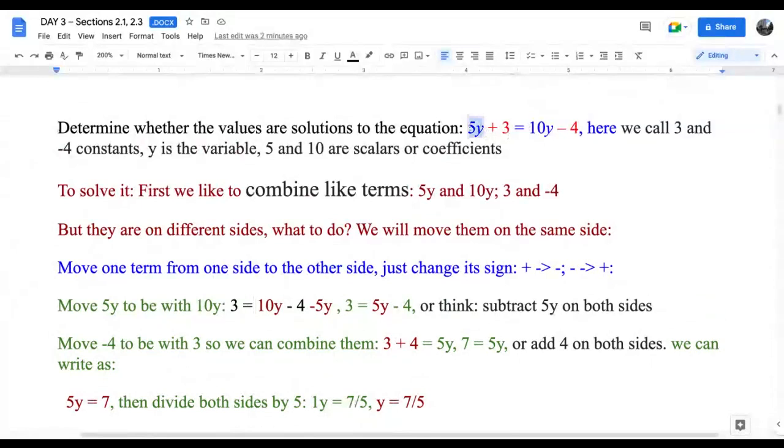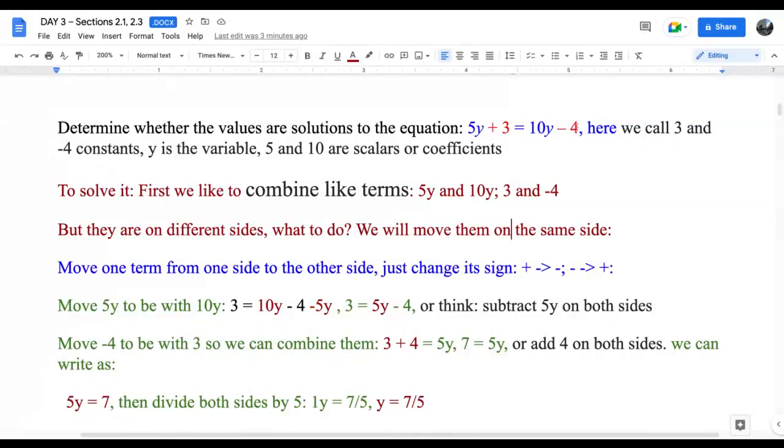Let's see this case. I want to move 5y to the right-hand side. So 5y is positive on the left-hand side. When I move it to the right-hand side, it becomes negative. So I have 10y minus 5y, because 5y was positive on the left. When I move it to the right, it becomes negative.